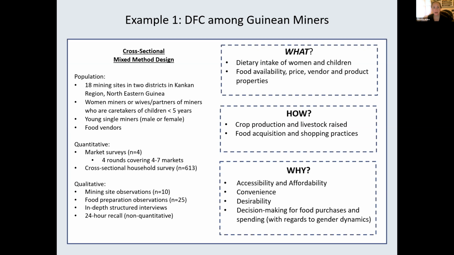They then focused on, in addition to knowing what was available, understanding how food was acquired and obtained. So measuring crop production, livestock raised, and then food acquisition and shopping practices. And to get at the drivers of choice, they specifically focused on accessibility and affordability, convenience and desirability, and then an emphasis on decision-making for food purchases and spending with regard to gender dynamics. So what did they learn?